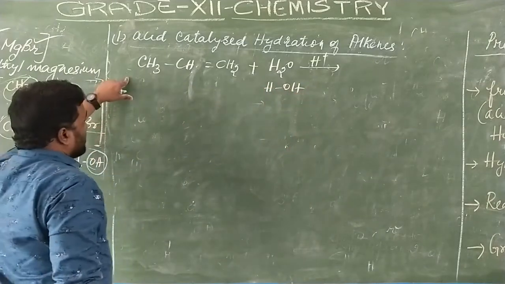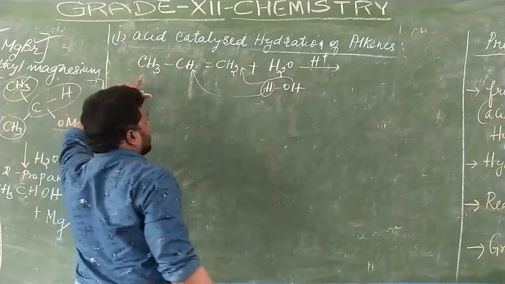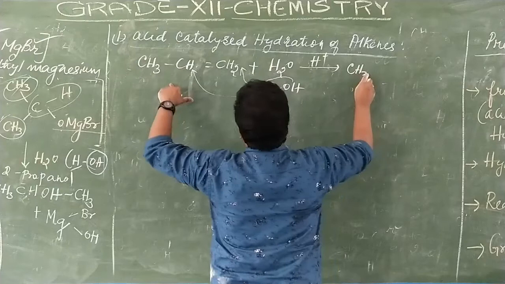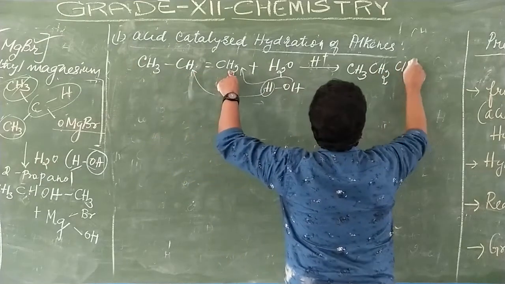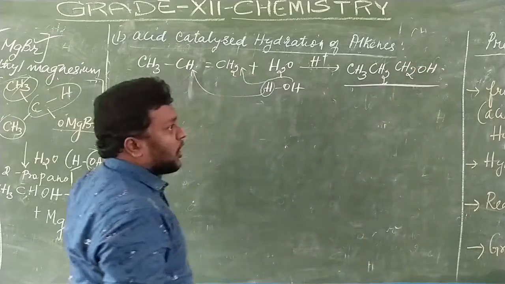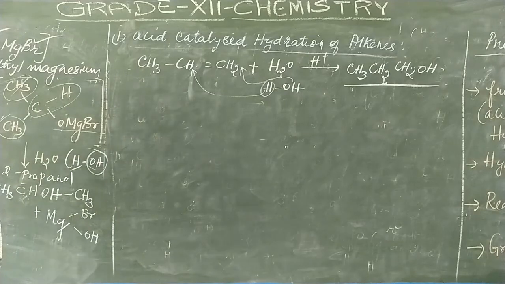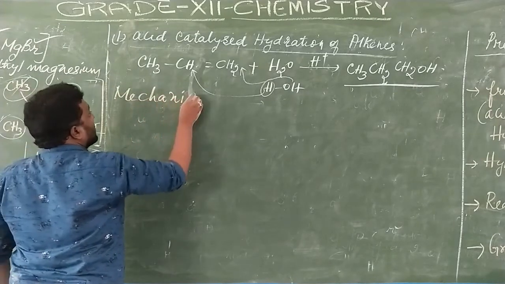Now what is the product we will get? This hydrogen will get added here and this OH will get added here. So what will be the product? CH3, CH with the H, and CH2 with this OH added. It obeys the Markovnikov rule of addition. Now, the three-step mechanism I have written for you; again I am telling you the mechanism. Listen carefully.